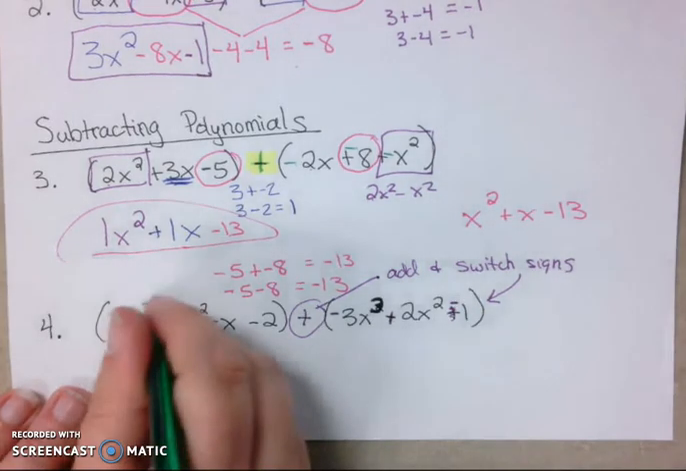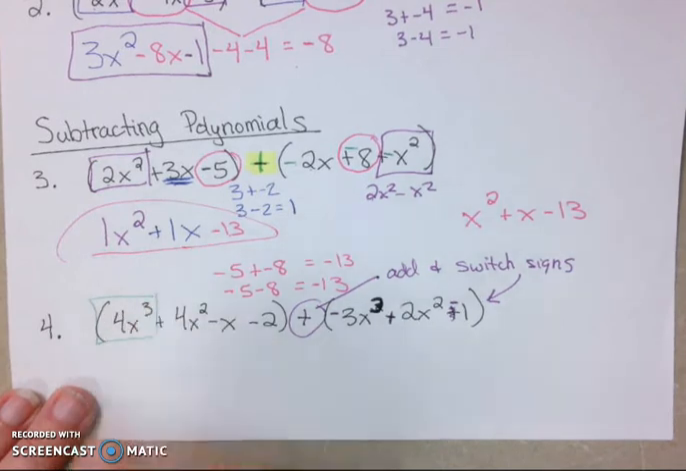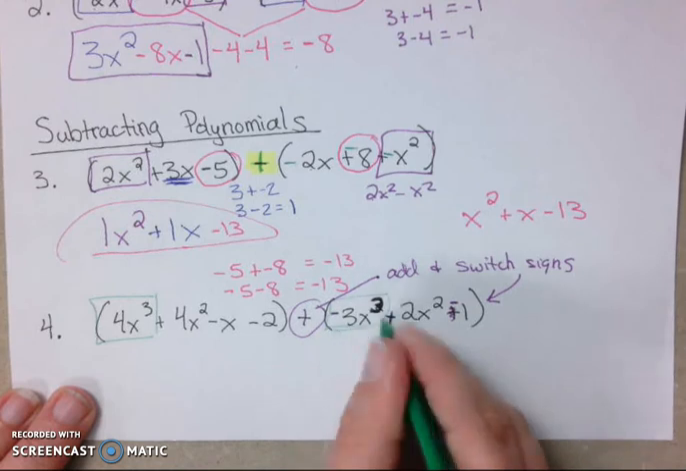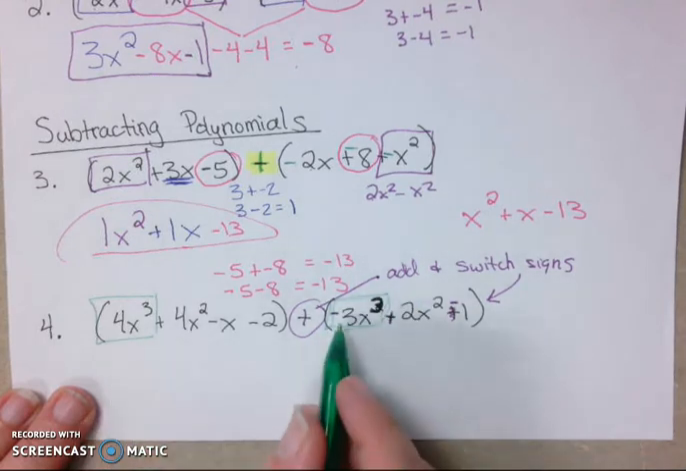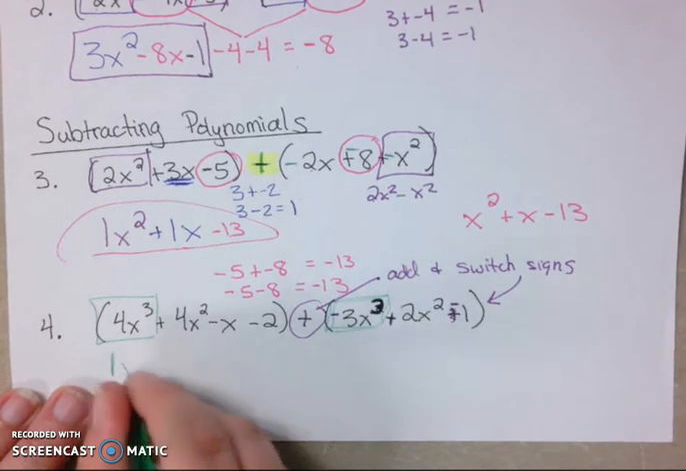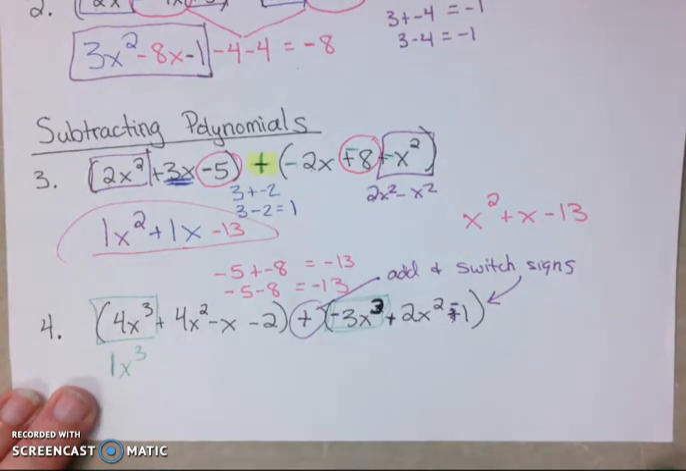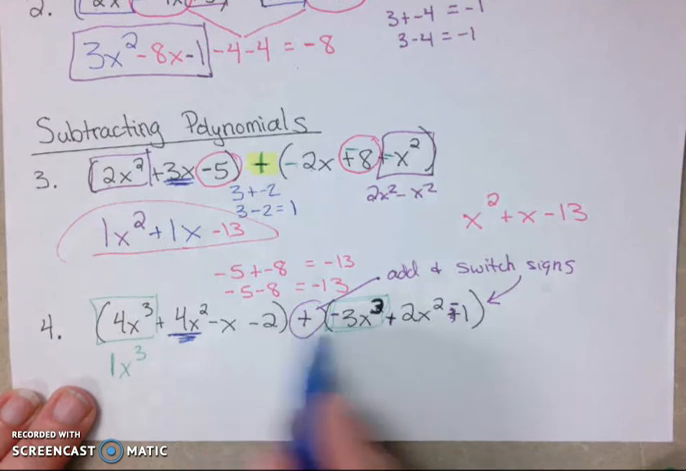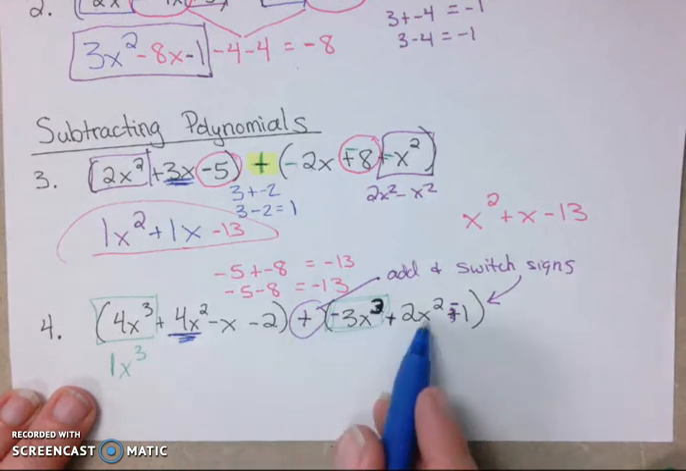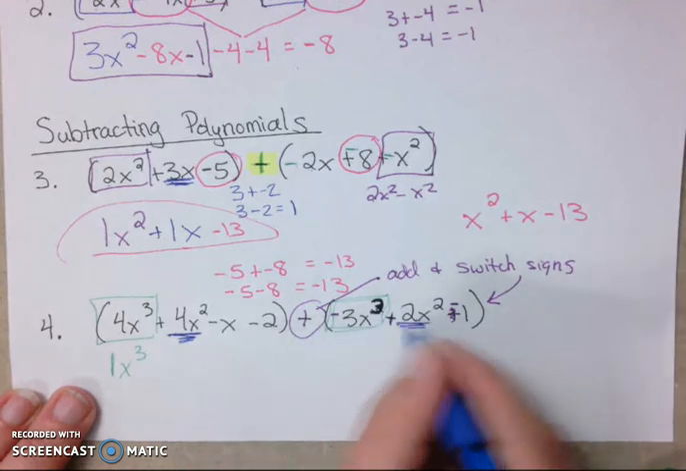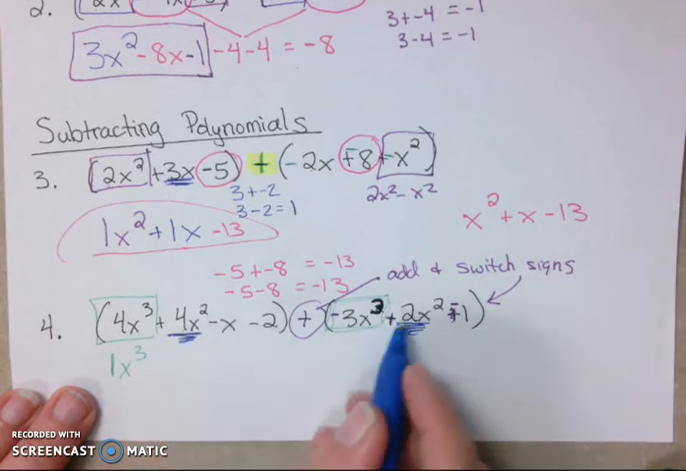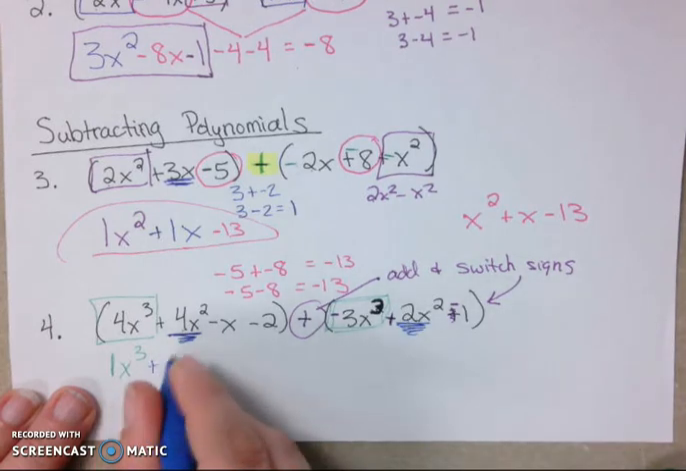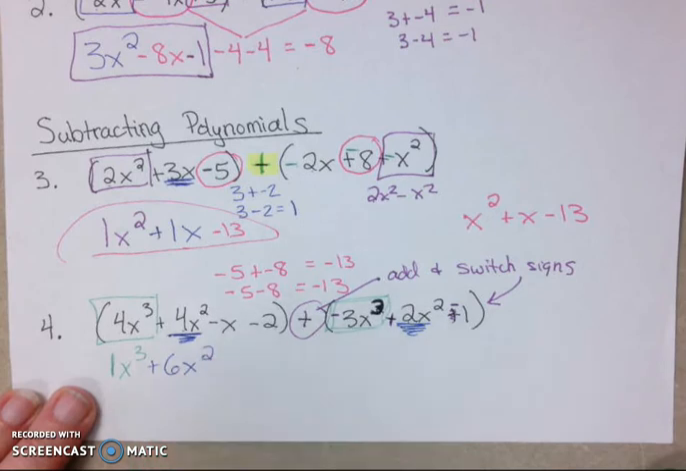Okay, I'm going to start with my first term here and look for other x to the third. Here's x to the third. 4 minus 3 is 1, x to the third. Here I have 4x squared, and I find another x squared. Here's an x squared right here. 4 plus 2 is 6. So I take 6x squared.